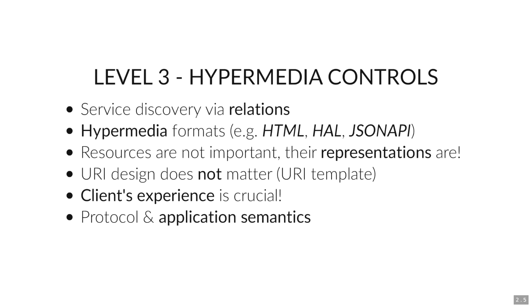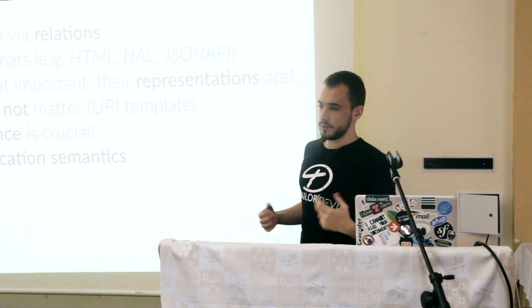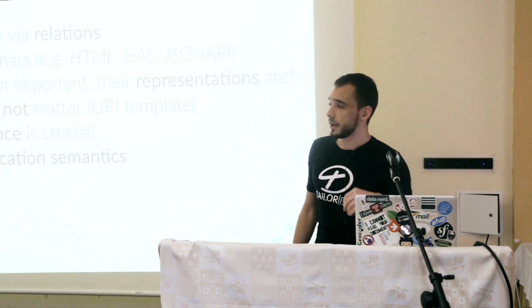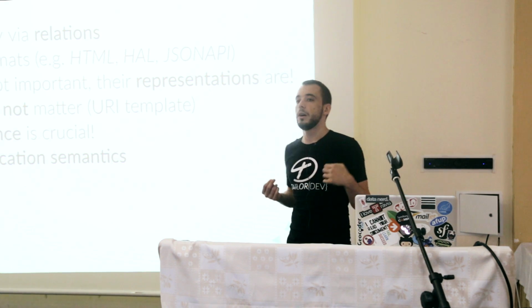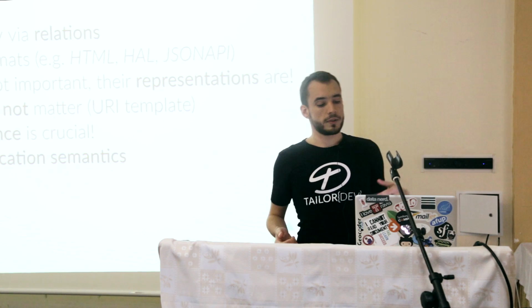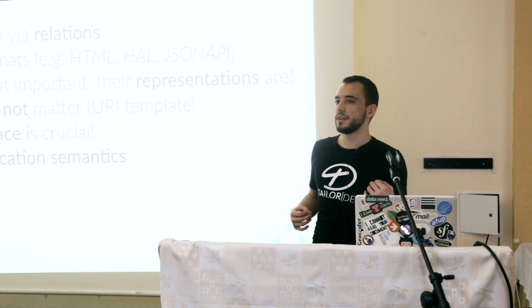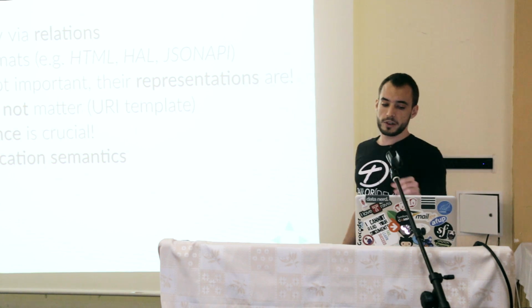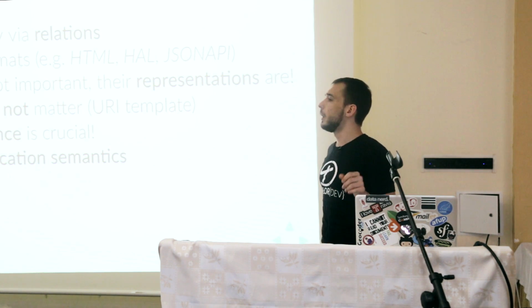And then there is this level 3. Level 3 is the hypermedia control. So the basic idea is to have relations in the responses to enable what we call service discovery. And that's why I said before that HTML and the web were a perfect example of a true REST API. Because HTML is a hypermedia format. A hypermedia format is a format that describes this notion of relations. And in this case, we don't care much about resources, but we do care about representations. And I'll get back to this point in 2 slides.